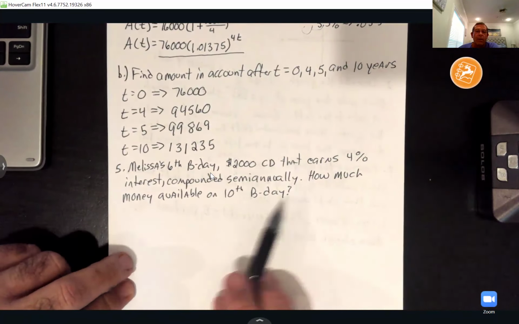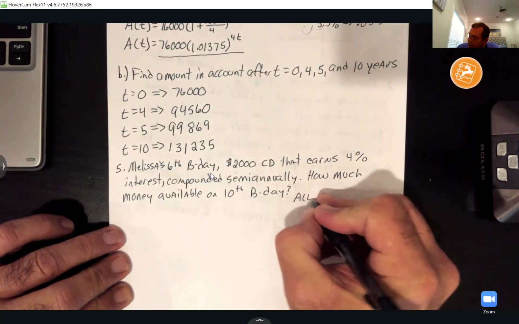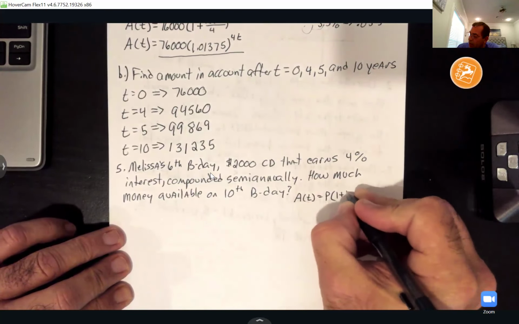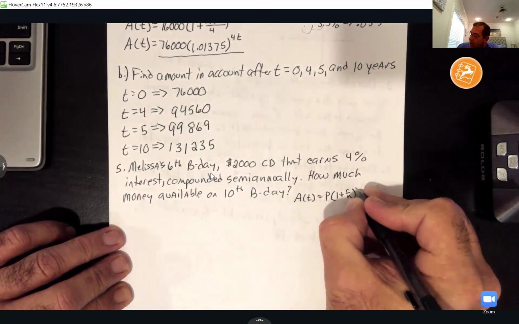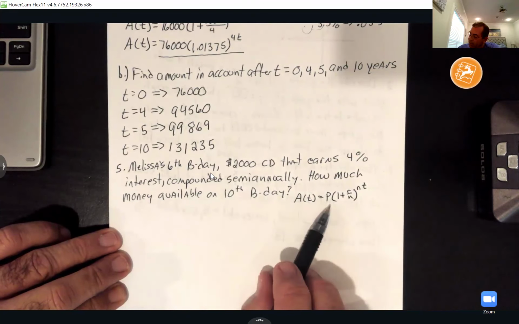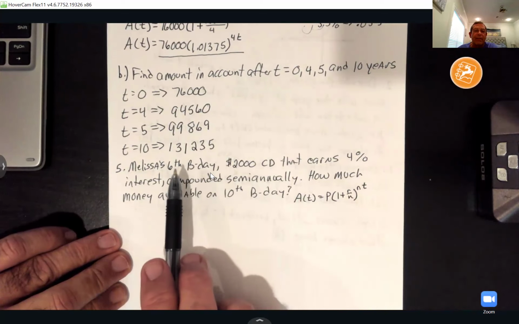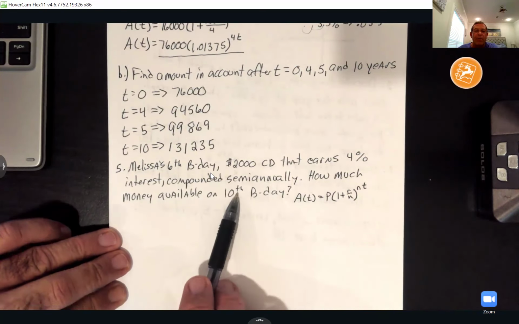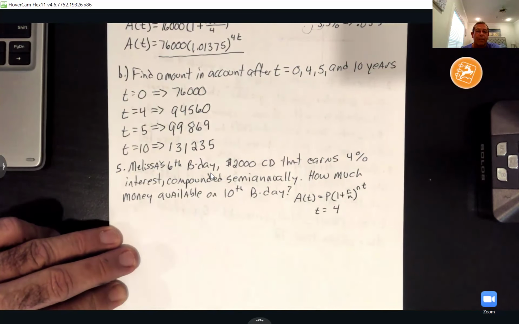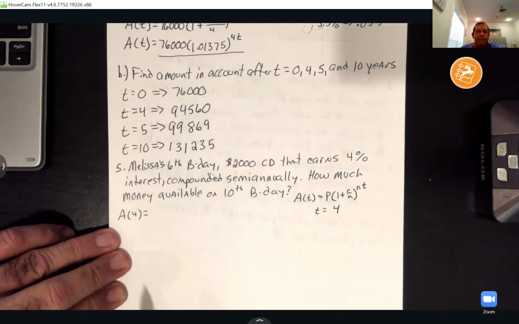Okay, so we're just going to use our formula and plug everything in it. So remember, here's my formula. A of t equals P times 1 plus R divided by N, all raised to the N times T. So first of all, we need to figure out how many years have passed. So it's her 6th birthday and her 10th birthday. That means that our T is going to equal 4 years for this one, okay? So we're finding A of 4.